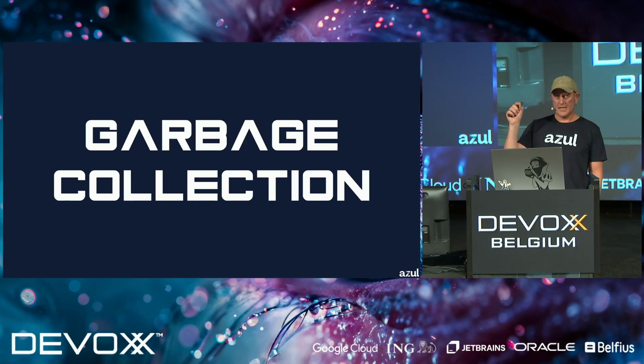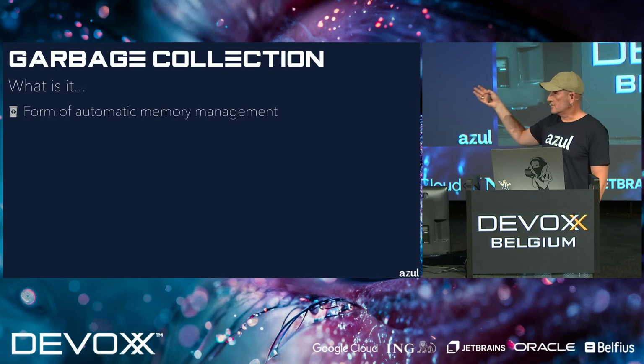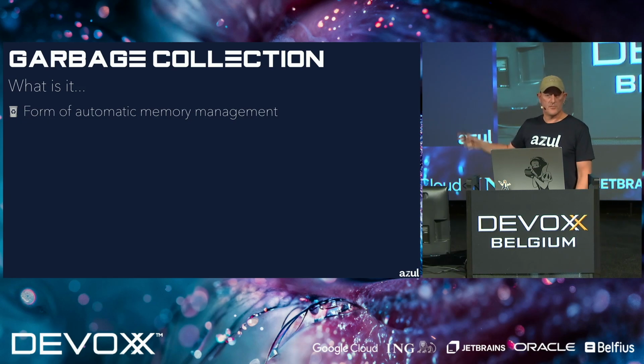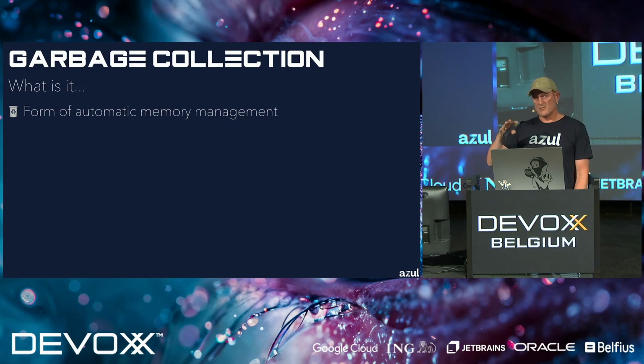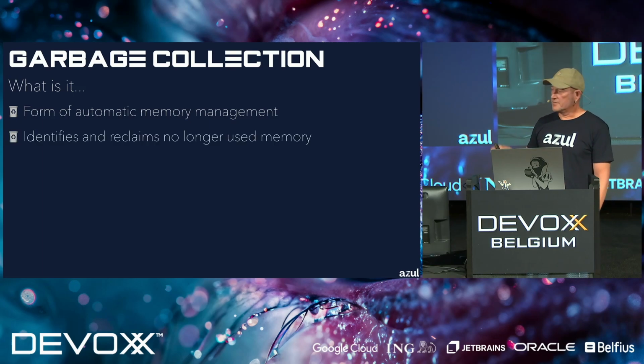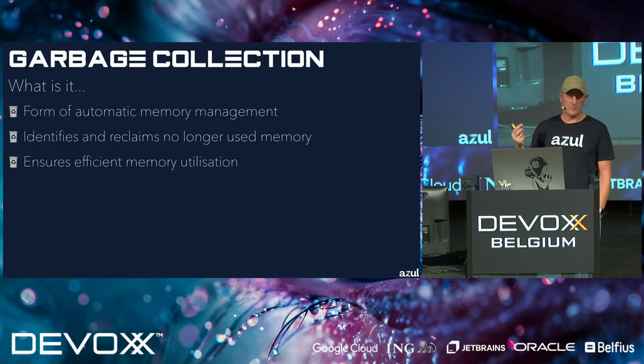Okay, and before we come to garbage collection, how it is handled in the JVM, we have to take a look at what it is. So it's very simple, right? It's a form of automatic memory management. There are other forms like automatic reference counting that is used in Swift on iOS and macOS. And it's not that one or the other is better. It's just different approaches to the same problem. And it identifies and reclaims no longer used memory, ensures efficient memory utilization.